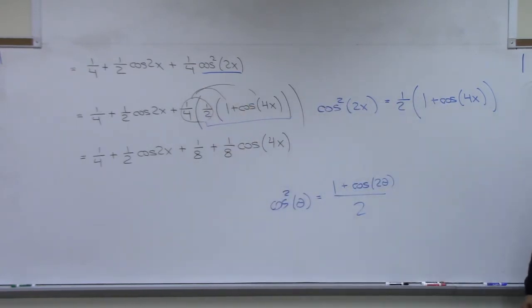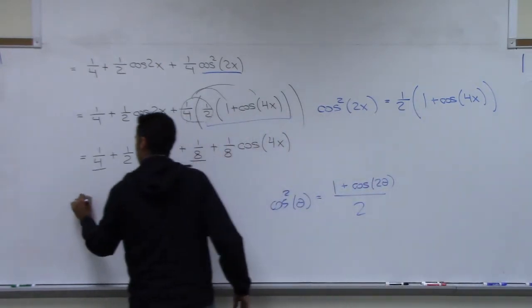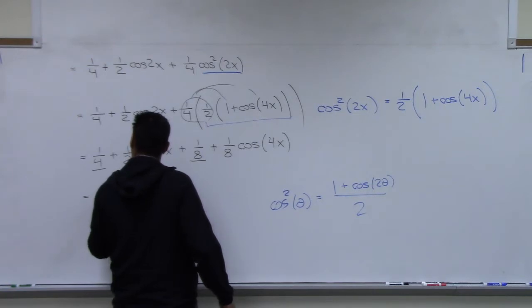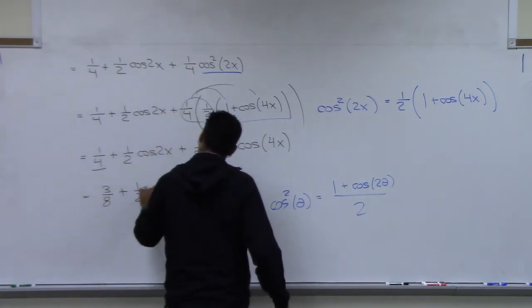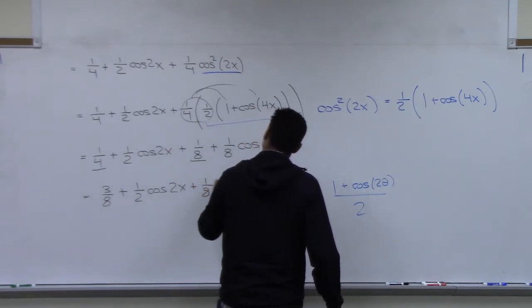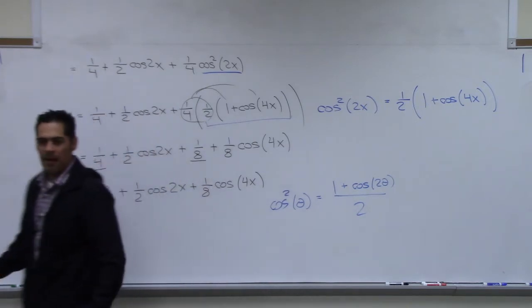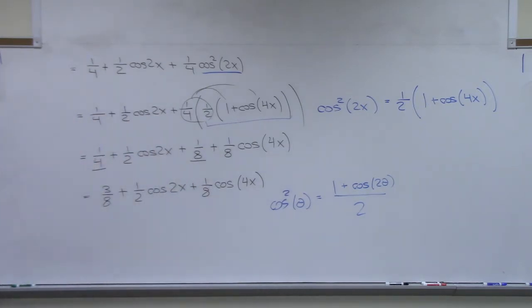I'm not done. I can put 1/4 plus 1/8 together. That's 3/8. So 3/8 plus 1/2 cosine 2x plus 1/8 cosine of 4x. Done. I now have rewritten that in terms of trig functions that no longer have powers.